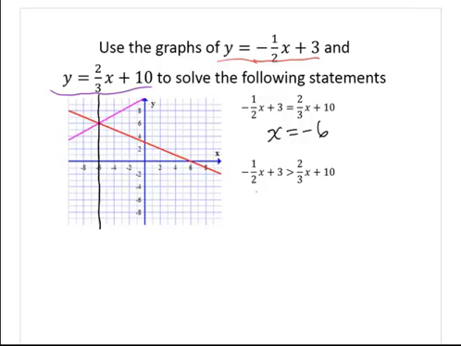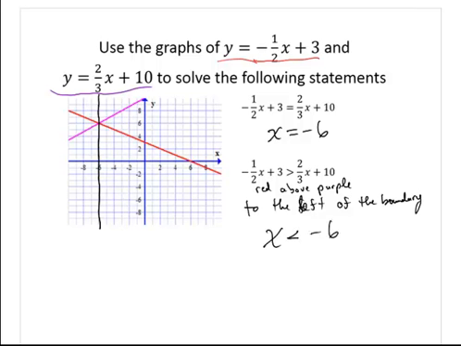So where is the red above the purple? Well, in this case it happens to the left of the boundary. Okay, well the boundary value is negative 6. So then to the left of negative 6 means when x is less than negative 6.